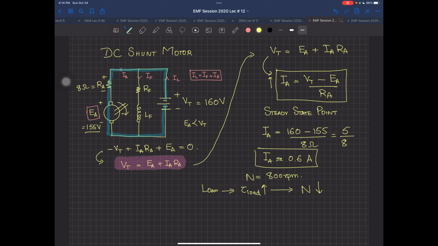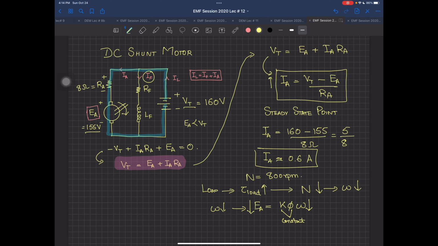Now when the speed decreases, see this very carefully, it means that omega is also going to decrease, because speed and omega are the same thing. One is in RPM, the other is in radians per second. So what will happen when omega has decreased? This will change EA, which is equal to K phi omega. What is K? K is the machine constant. Phi is the flux being provided, and since the flux is dependent upon IF, these two will remain constant. Why? Because the applied voltage is still constant, 160 volts. The only thing changing here is omega, and it's decreasing.